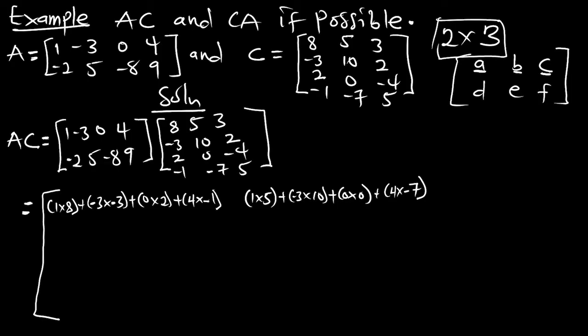We come to the C, which is first row, third column. Still first row, third column, so that's supposed to be 1 by 3, plus negative 3 by 2, plus 0 by negative 4, plus the last one, 4 by 5. Are you okay? So we are done with the first row. Let's look at the second row.